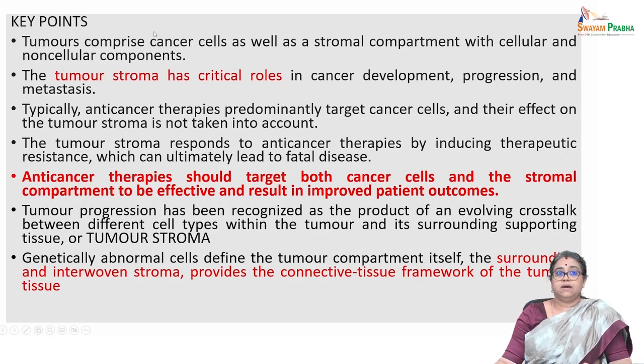So, summarizing the key points, tumors comprise cancer cells as well as a stromal compartment with cellular and non-cellular components. The tumor stroma has a critical role in cancer development, progression, and metastasis. Typically, anti-cancer therapies predominantly target the cancer cells, and their effect on tumor stroma is not taken into account. But it is important to have a means to target the tumor environment to facilitate cure. So therefore, the tumor stroma responds to anti-cancer therapies by inducing therapeutic resistance, which can ultimately lead to fatal disease. So it is not sufficient to just address the cancer cells, but it is important to address the tumor microenvironment.